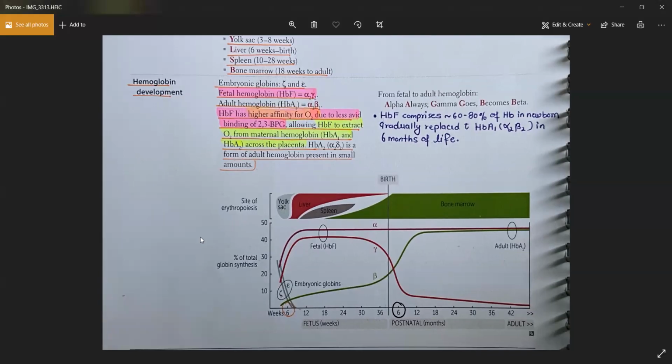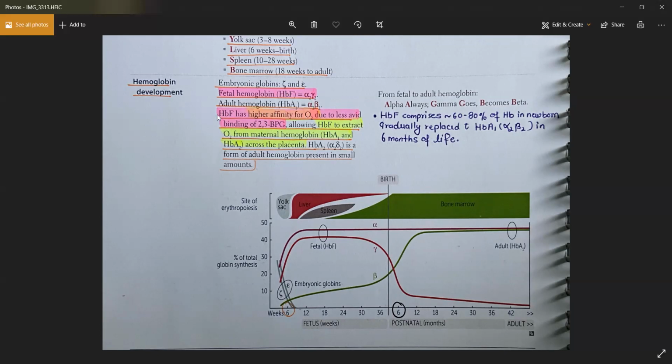Then let's talk about the hemoglobin, the different types of hemoglobins. In the embryonic life, we have the epsilon hemoglobin. As you can see, this one is the epsilon one. Then the fetal hemoglobin, which is HbF, consists of two types of chains, a total of 4 chains, which is alpha 2 and gamma 2. Then the adult hemoglobin, which is mostly HbA1, is alpha 2 and beta 2. You also have HbA2, which is alpha 2 and delta 2.